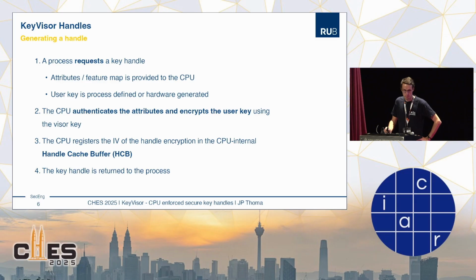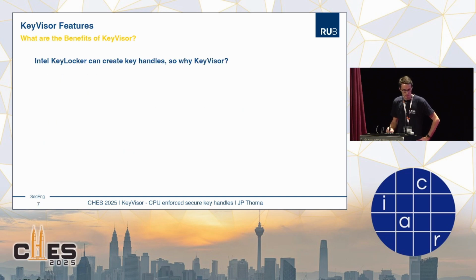And as a third step, we register our key handle in a CPU internal memory space, which we call the handle cache buffer. And for this, we use the initialization vector because it's a unique number that essentially identifies the key handle uniquely. And then in the final step, the key handle is returned to the user process via memory reference, and the user can then use this handle.